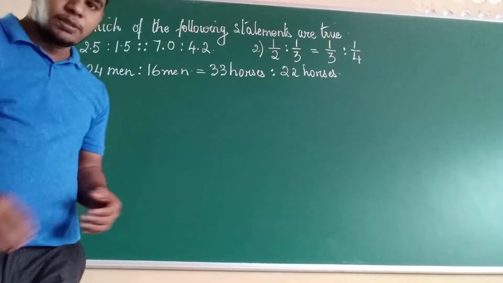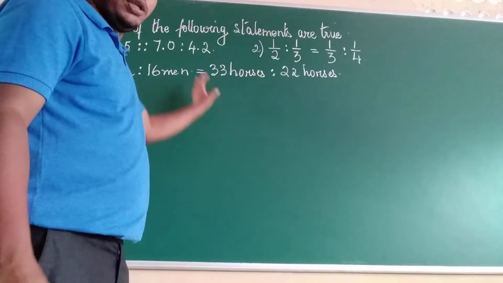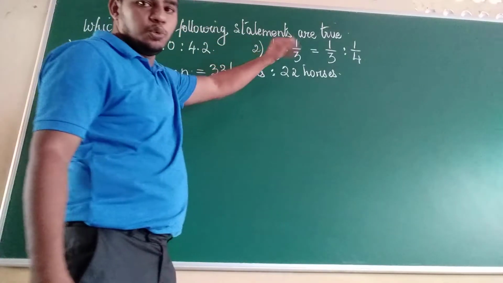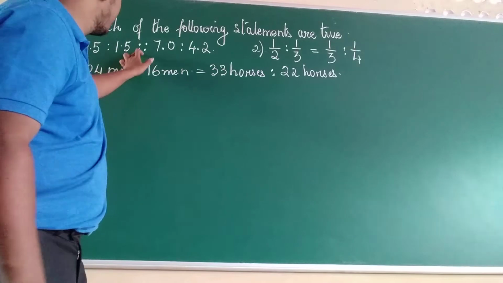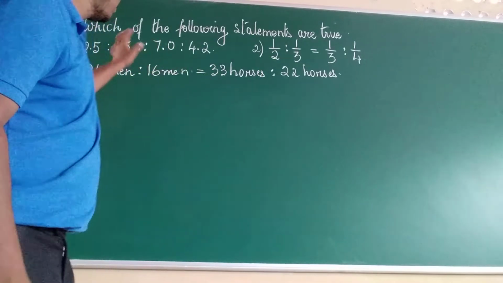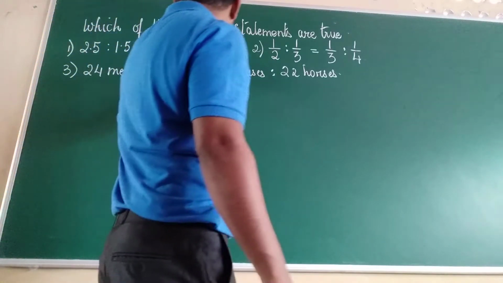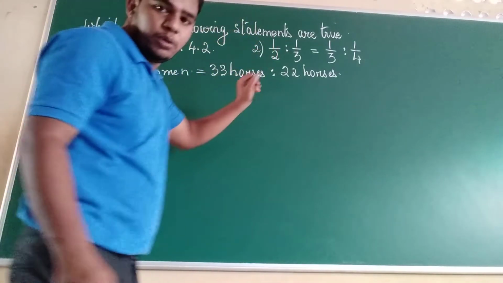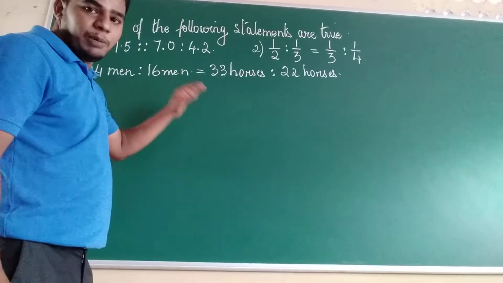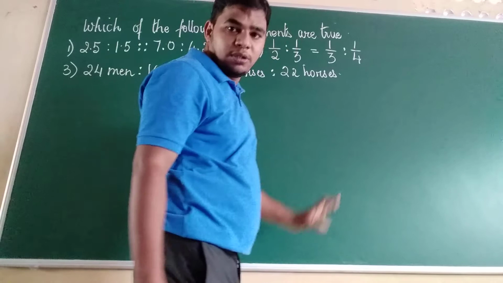Okay, so let's see this problem. This is exercise 6.2 question 1. They are asking which of the following statements are true. Now, if you see, there is a proportionality sign or equal to sign between the two ratios. It means we have to check whether the given terms in 1, 2 and 3 are in proportion. When they are in proportion, that time we can say the statement given is true.